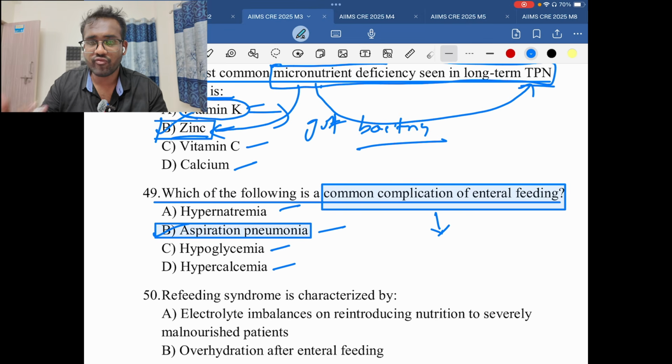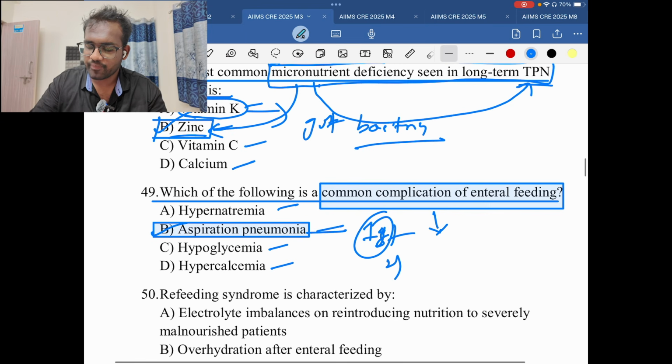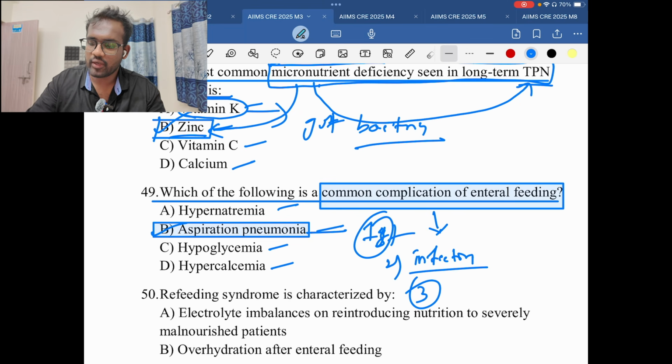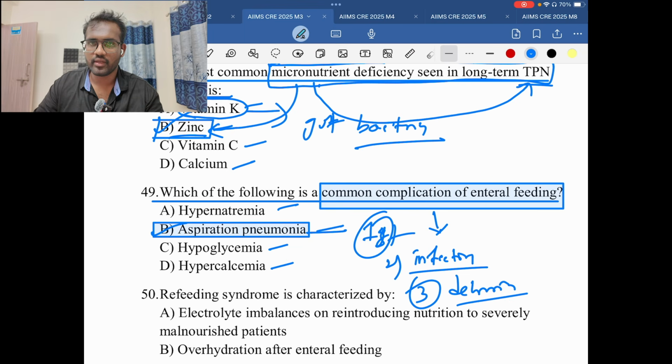If aspiration pneumonia is not mentioned in the options, and they have mentioned infection, go for infection, and if they have mentioned diarrhea, go for diarrhea, because in this case that will be the common complication. Which is the common complication? One is aspiration pneumonia, it is the number one, first one. Okay, the second one will be infections. The third one will be diarrhea due to the osmolarity or sudden nutrient load in the stomach. So these are the three major common complications faced in enteral feeding. Okay, always remember, aspiration pneumonia is the first one.